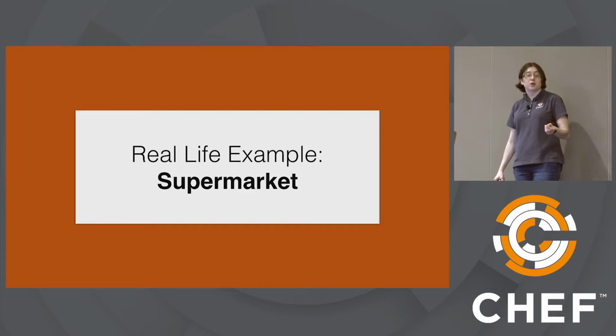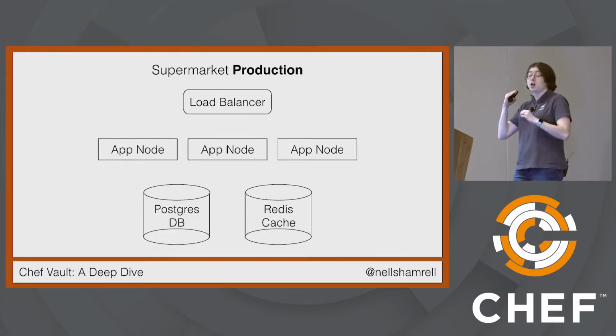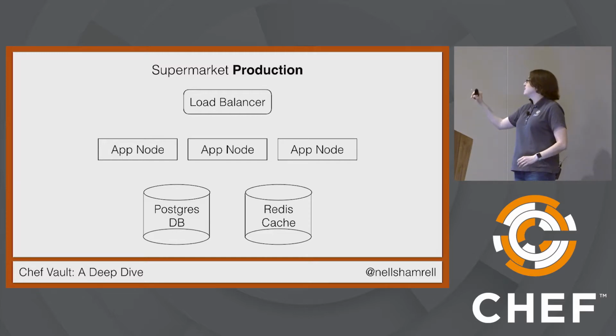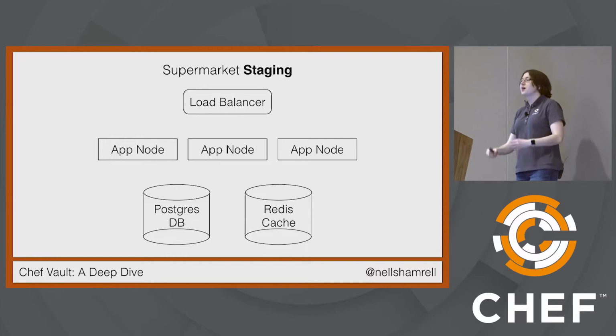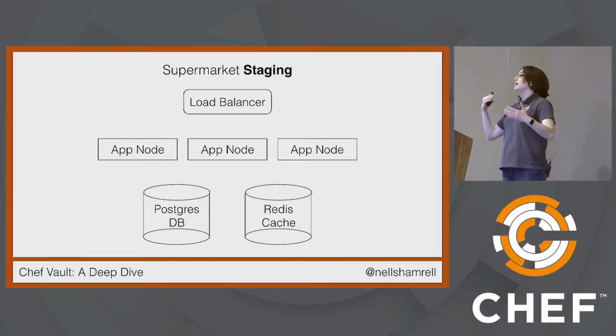As I mentioned, I'm a core maintainer on supermarket in general, but for public supermarket, we use Chef Vault to manage our secrets. So this is loosely what the infrastructure of production public supermarket looks like. We have a load balancer, we have a few application nodes, and then we have a separate Postgres database and a separate Redis cache. Now, along with this production environment, in a separate AWS account, we also have a full staging infrastructure. The staging infrastructure uses its own load balancer, its own application nodes, its own Postgres database, and Redis cache. So this means we need to be able to manage different secrets for different environments.